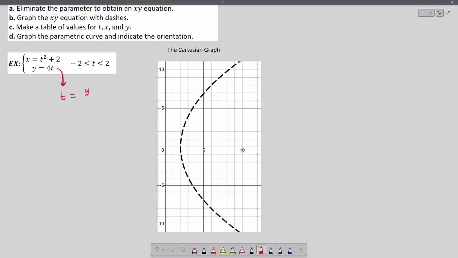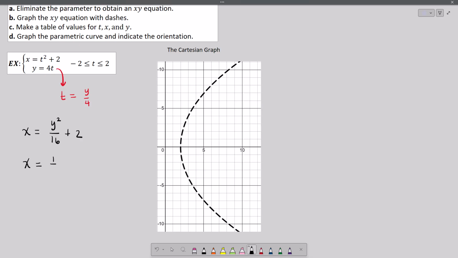So in this second equation, I can isolate t. There's no plus or minus. There's no funny business. If you have an even power and you tried to solve for t, you'd end up with plus or minus the square root of x minus 2 that you'd rather avoid. And that can introduce extraneous solutions. So we want to go with the simplest equation. And then this is going to allow us to write x is equal to y squared over 16 plus 2. So that is our Cartesian curve.